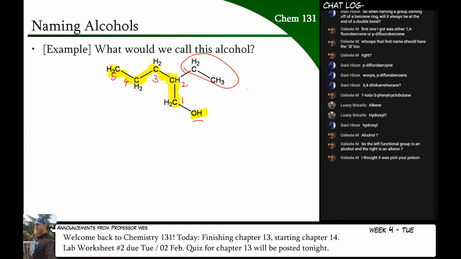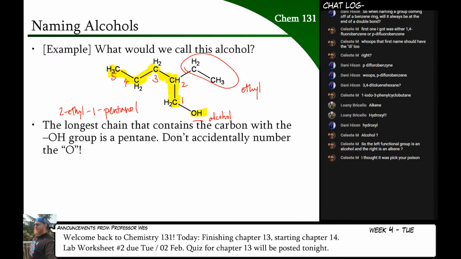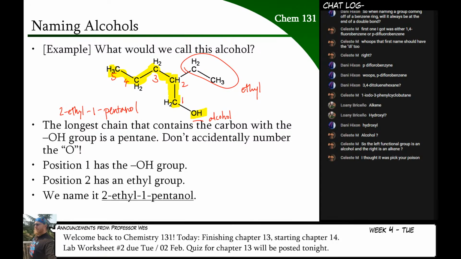So what is this? Hopefully everybody's looking at that and going ethyl. I don't know who Ethyl is, but she keeps showing up in our molecules. And then we have the alcohol here. And so we would just name this based on what we see. So we have a 2-ethyl, 1, and then there were 5 carbons, so this would be a pentanol. There you go. Be careful that you don't accidentally count this as part of the chain. It's not. It is a group off the chain.